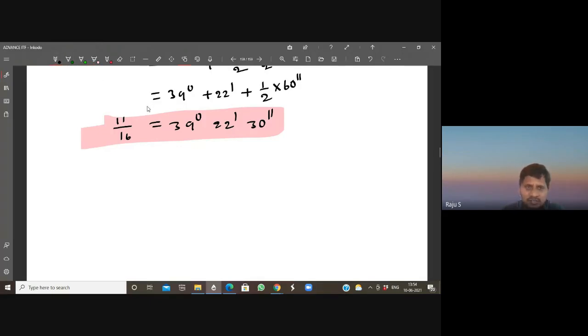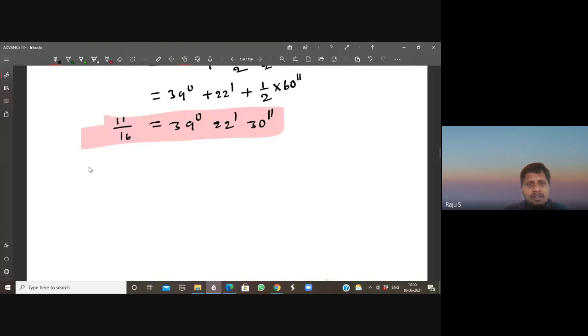You should not write fractions for degrees. Radians we can write as fractions. See, 11 by 16 is a radian. We can write it as a fraction. Even we can write it in decimal also. Radians we can represent as decimals.